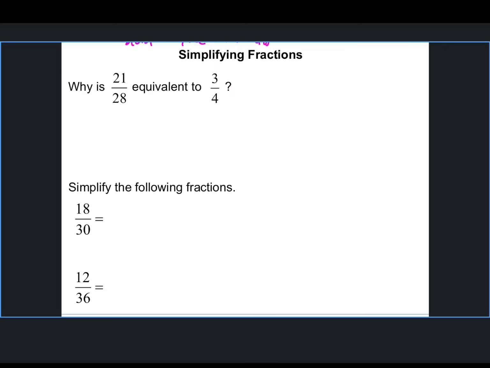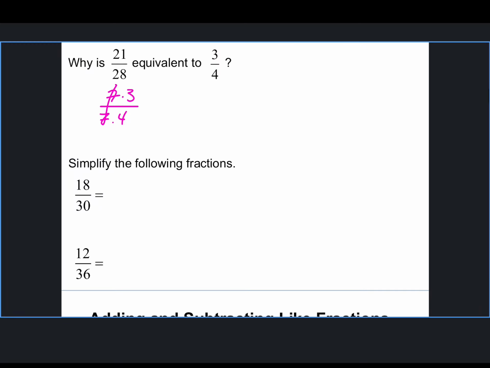So 21 is 7 times what? 3. Okay, and 28 is 7 times 4. Okay, so if we canceled out those 7s, what would we have? 3/4. That's why they're equivalent. So if we simplify it and we reduce that fraction by taking out its common factor in the numerator and denominator, we'll get to this simplest form. Okay?